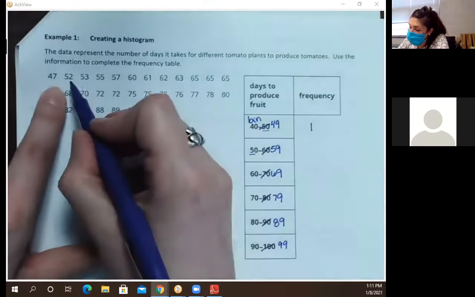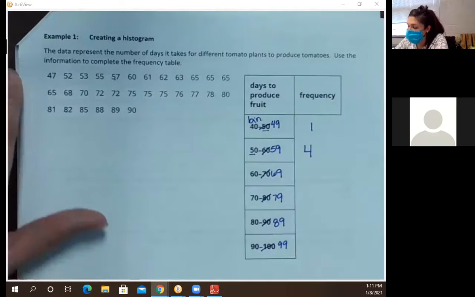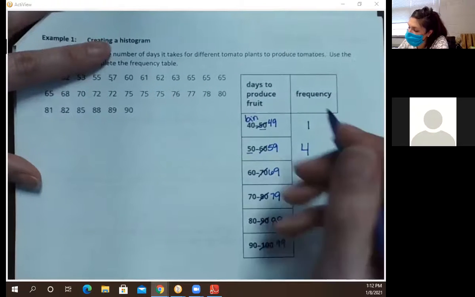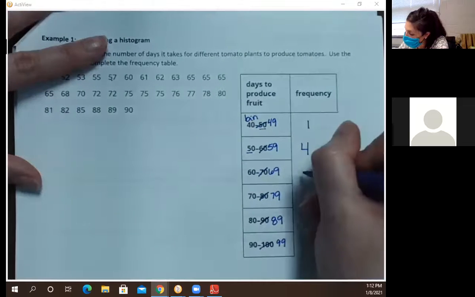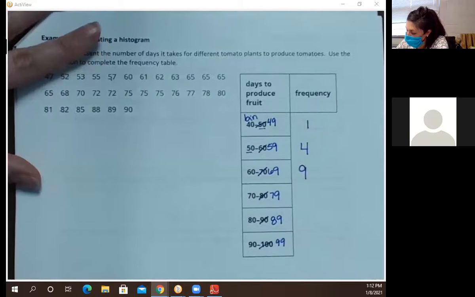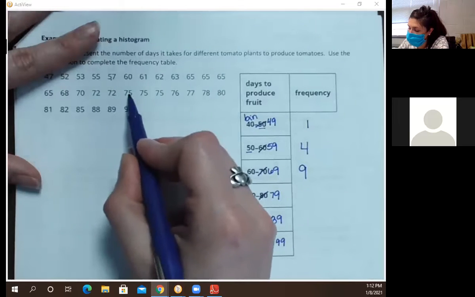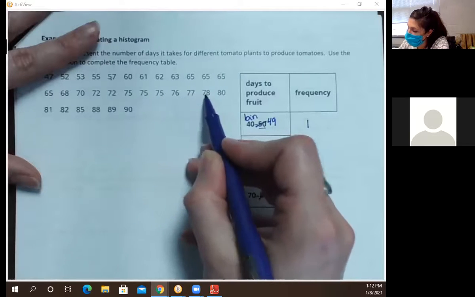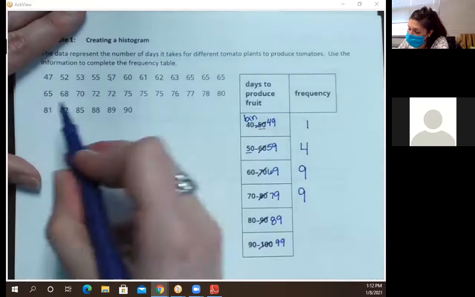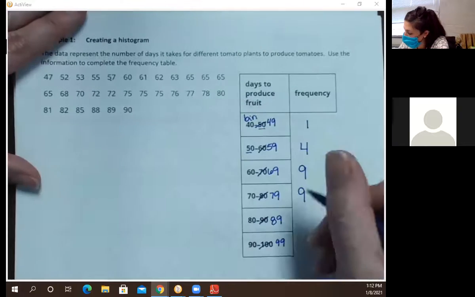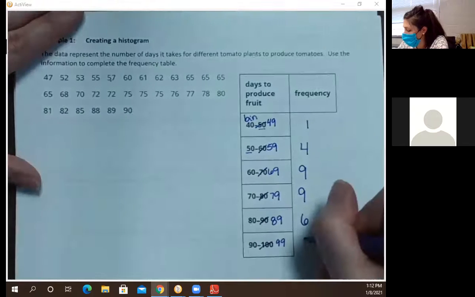And then 50 to 59, 1, 2, 3, 4, 4. 60 to 69, 1, 2, 3, 4, 5, 6, 7, 8, 9. 70 to 79, 1, 2, 3, 4, 5, 6, 7, 8, 9. 80 to 89, 1, 2, 3, 4, 5, 6. And 90 to 99, just 1.